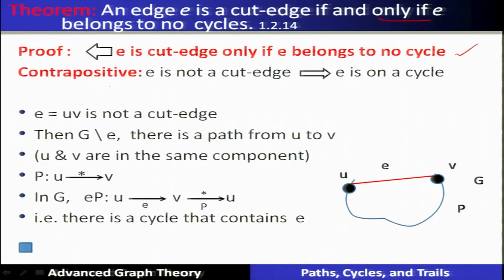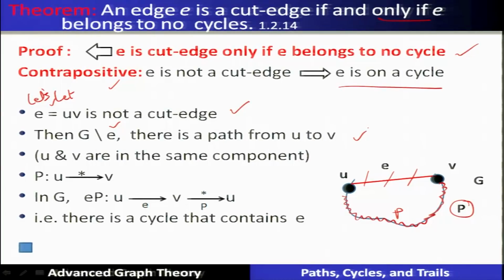So, contrapositive says that E is not a cut edge, which will imply that E is on the cycle. So let us assume that particular edge E, which is nothing but the UV pair, is not a cut edge. If it is not a cut edge, then if we remove it from the graph, there must be a UV path from U to V, which is shown over here.